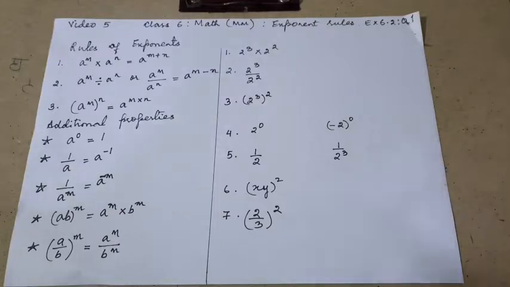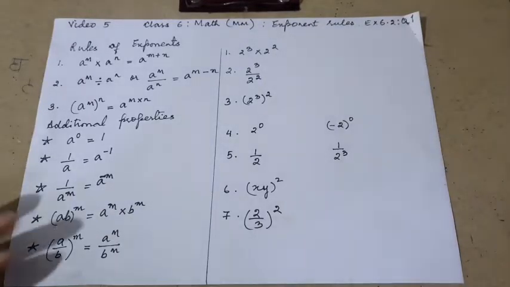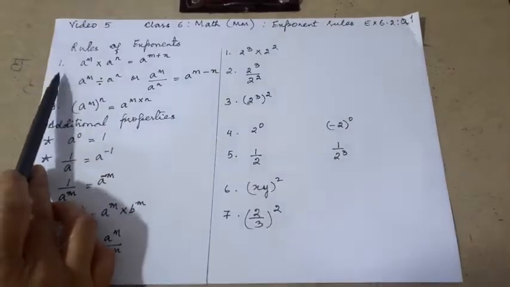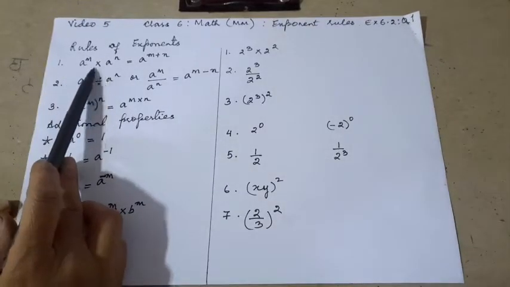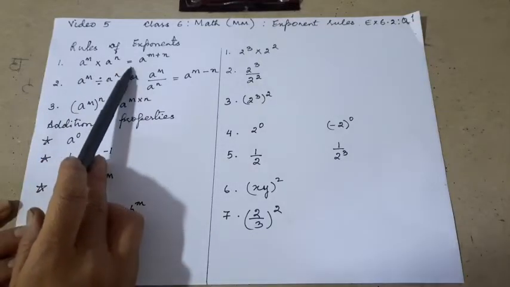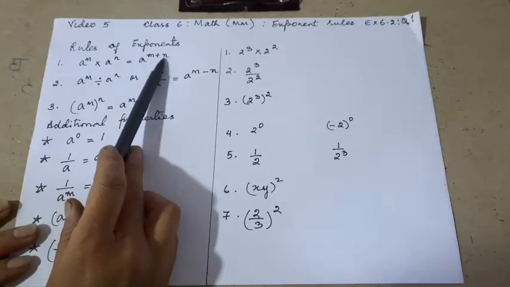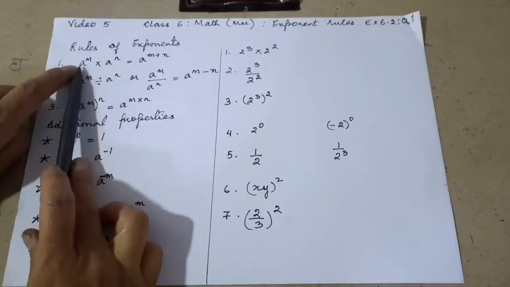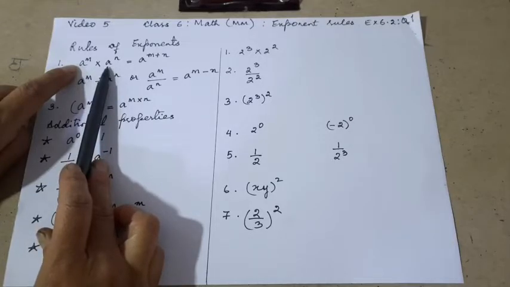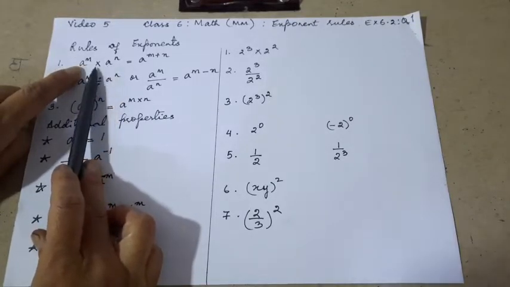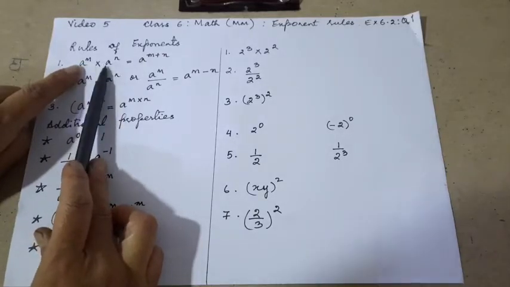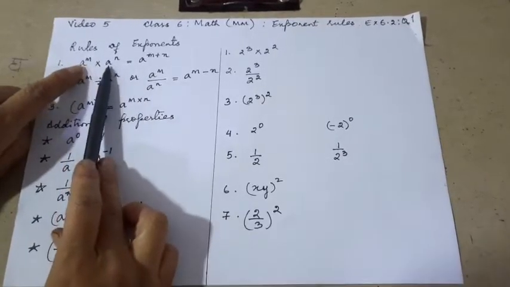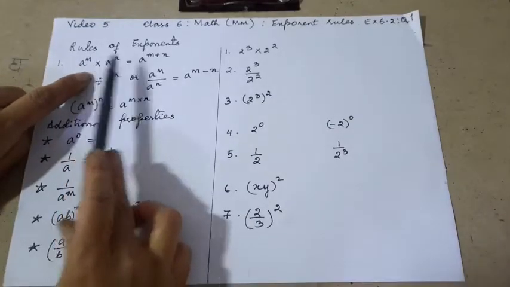So in the rules of the exponents, or we call it exponential rules, the first one is, listen to how I read also. The first one is a to the power m into a to the power n is equal to a to the power m plus n, which means when the bases are same. See here, the base is a, here also the base is a. When the bases are same, if there is multiply in between, we add the power.